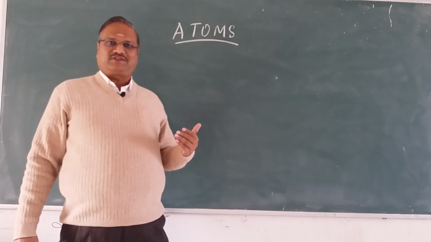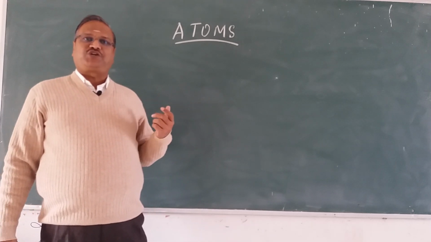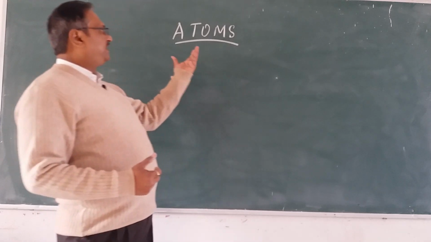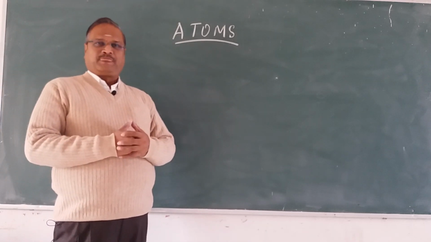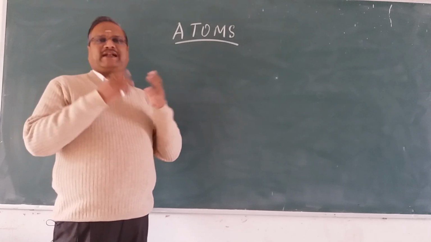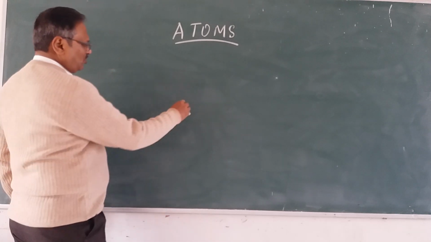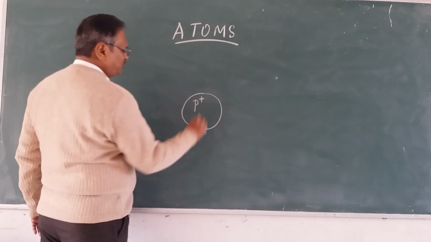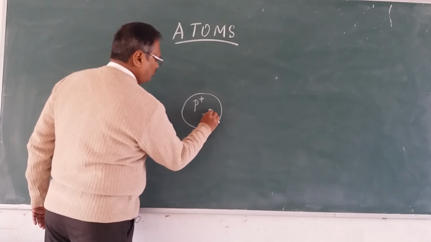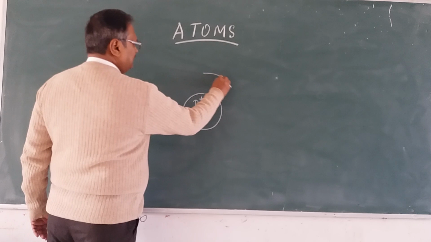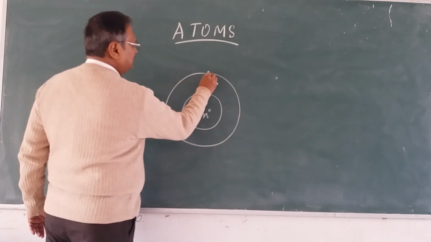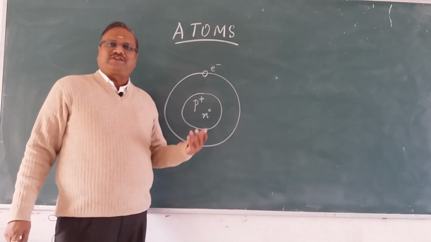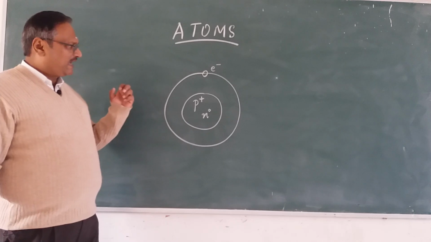In the previous chapter we learnt about the dual nature of matter and radiation, and today we will begin with atoms. We already know what an atom is. An atom consists of a positive nucleus with protons, which are positively charged, and neutrons, which are neutral, and electrons revolve around the nucleus. This is what we learnt right from 6th or 7th standard whenever we studied the atom.